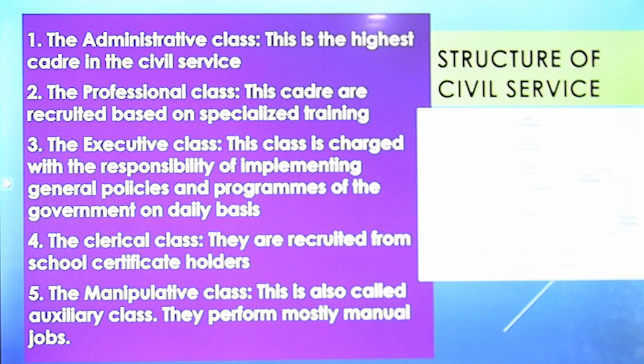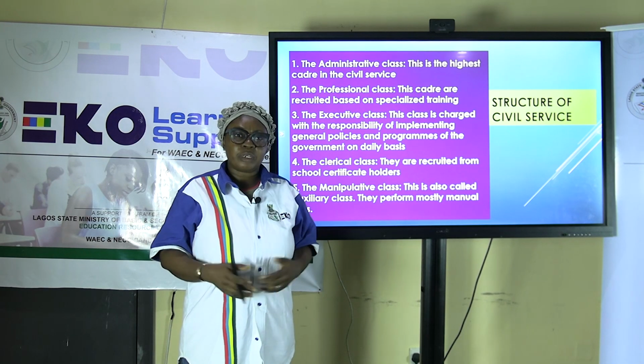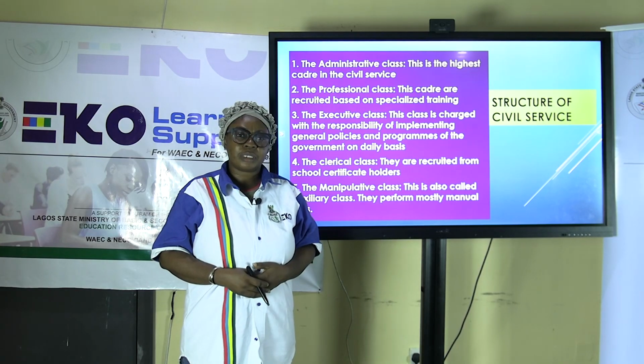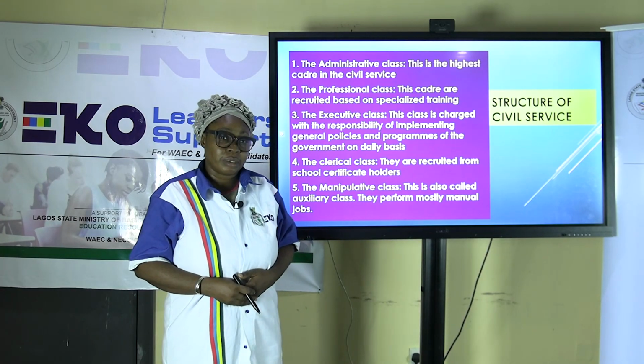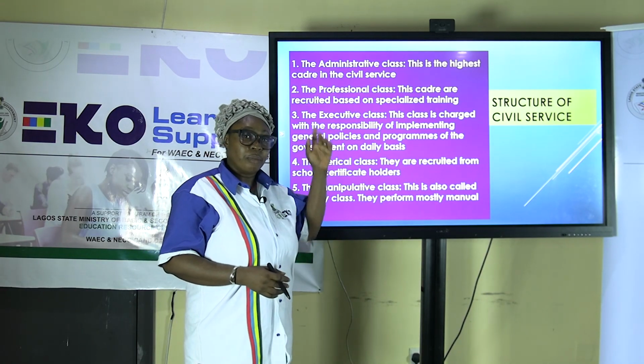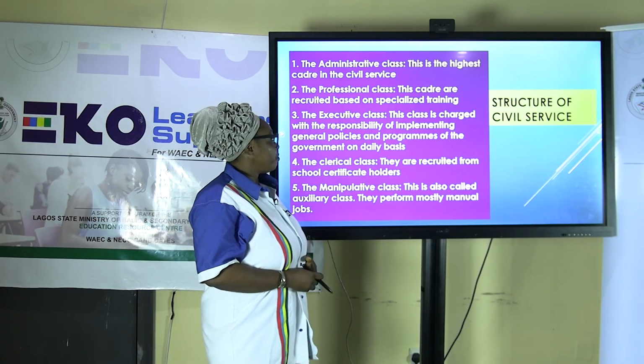Now we move on to the structure of civil service. Under the structure of civil service, we have 5 classes. Number 1 is the administrative class. This is the highest cadre among the classes, and it includes the permanent secretaries, the deputy secretaries, the principals of schools, the HODs of each department. They are among the administrative class.